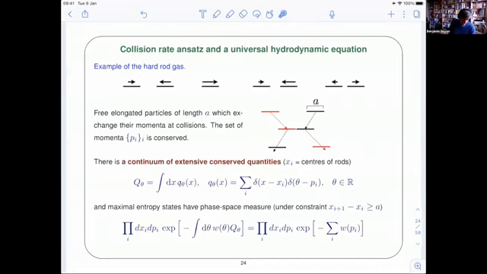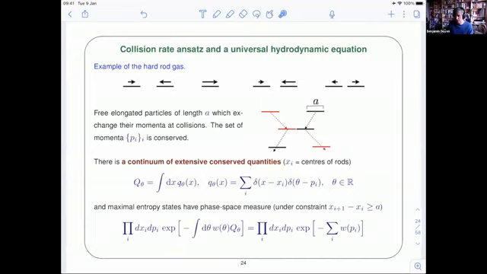Then you can construct your maximal entropy states, now not by summing over beta i, but by integrating over this continuum of conserved quantities with some function. All it does is put a weight on the various momenta. It's a function of momentum, and you put the weight exponential minus the sum over i of W of p_i. So for every particle, you weight the momentum according to this function W. Now there's a one-function family of maximal entropy states. It's a big space of states.